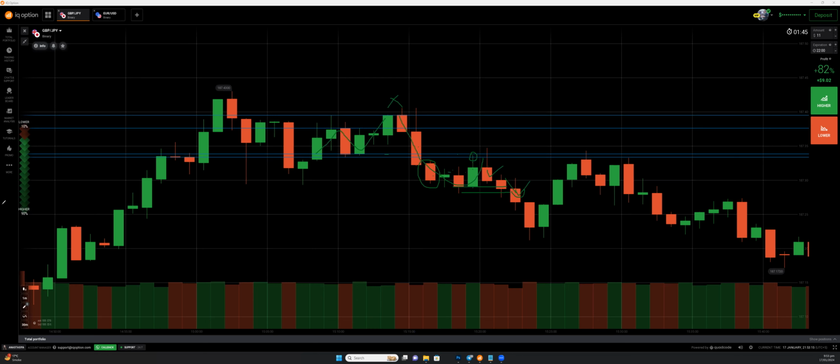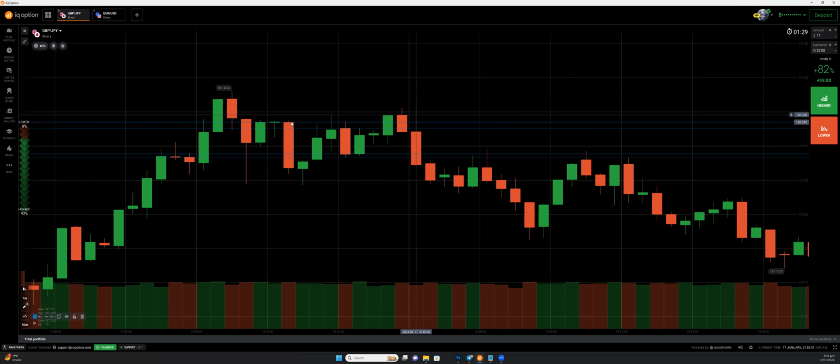But look at this point. We have this trade as well, this big candle trade. If we go a little bit back, that was a resistance level. That was a resistance level here.